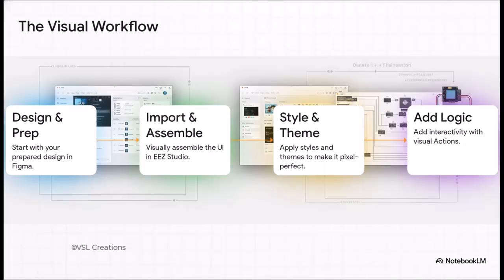So, what does the actual workflow look like? It's really a simple four-step process. First, you get your design prepped in Figma. Then, you bring your assets into EEZ Studio and you visually assemble the whole UI. Step 3, you tweak all the styles and themes to make it pixel perfect. And then, the final step, you add all the interactivity and logic, without writing a single line of C code.